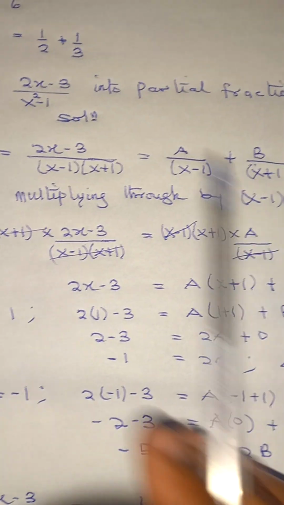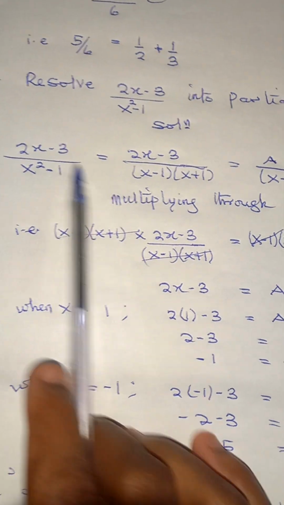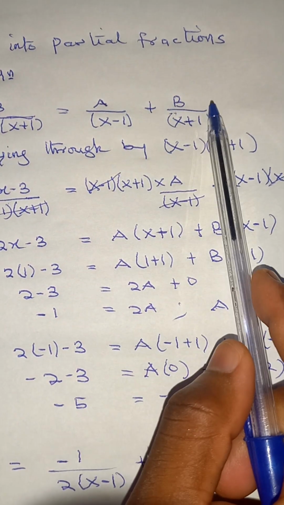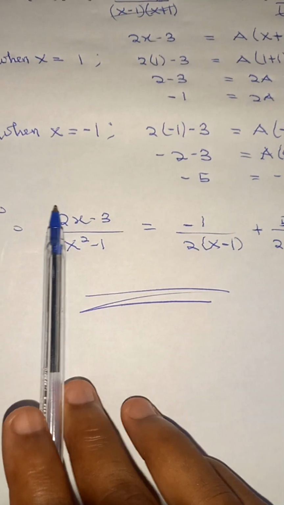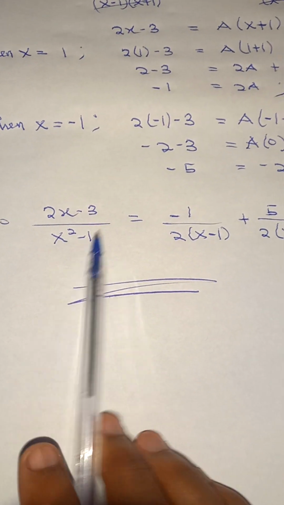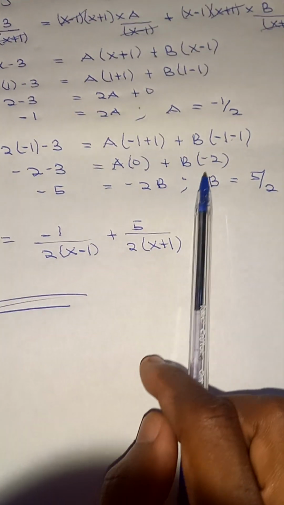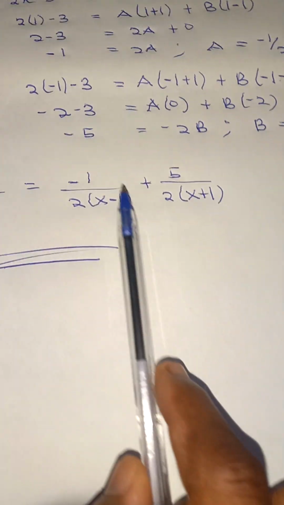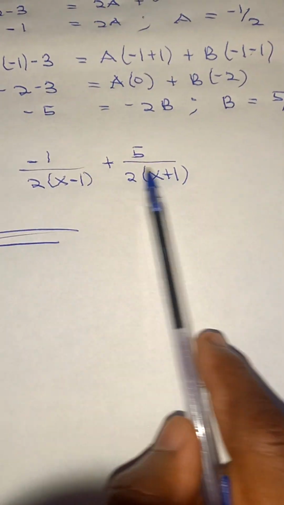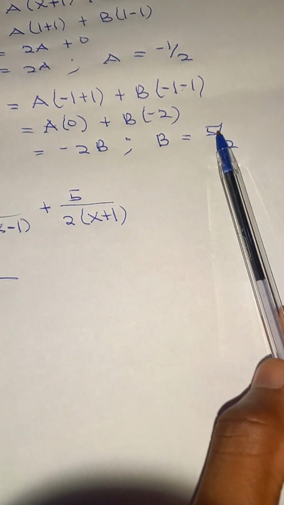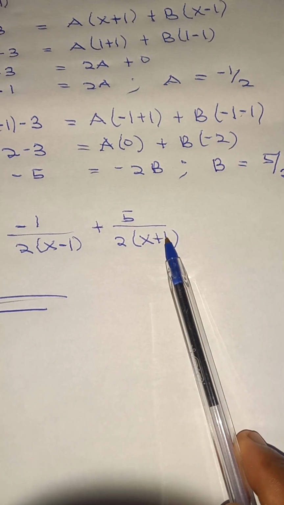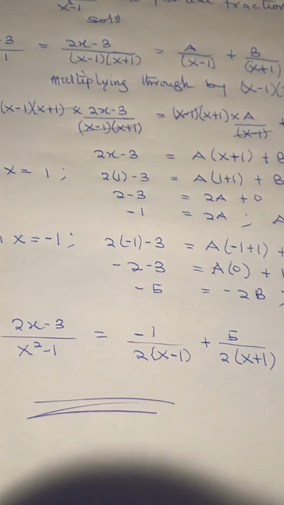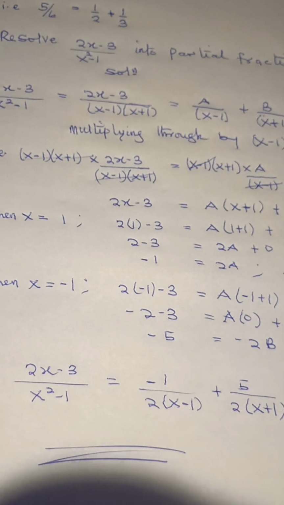So in order to resolve this fraction into partial fractions, I only need to replace the a and the b with the solutions that I got. So therefore, I would say 2x minus 3 divided by x squared minus 1 is equal to, my a was negative 1 over 2, right? So that would be negative 1 over 2 multiplying one of the factors, which is x minus 1, then plus the b I got, 5 over 2. So 5 over 2 multiplying x plus 1. That is how we resolve fractions into partial fractions. Is that all right? Thank you.